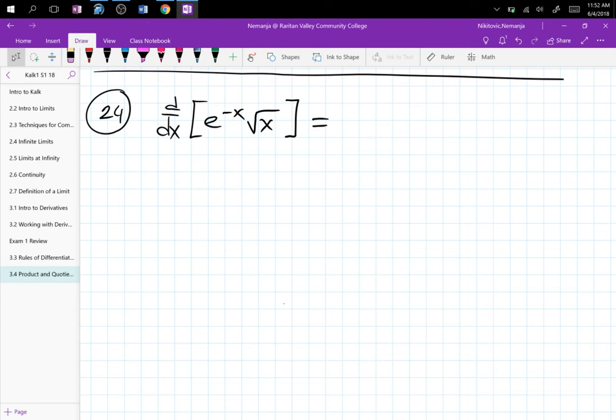So I'm hoping you're using product rule first and then quotient. See that both can be used. Actually, yeah, both can be used.